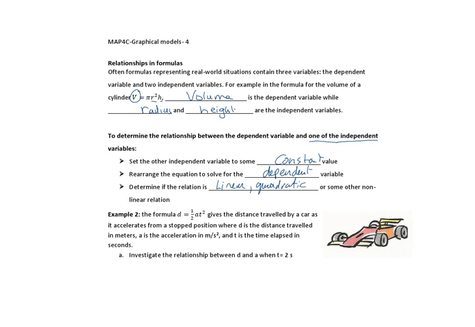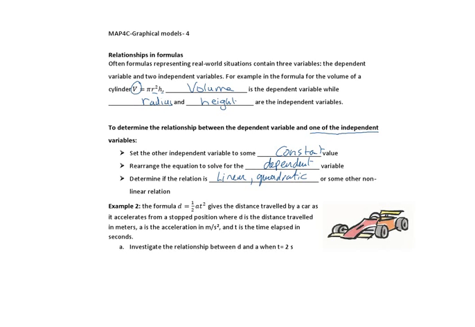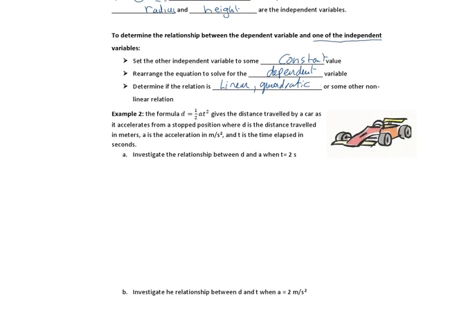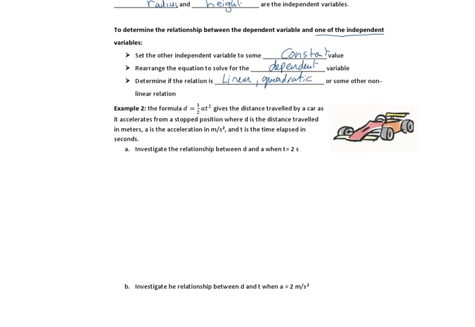The formula d equals 1/2 a t squared gives the distance traveled by a car as it accelerates from a stop position, where d is the distance traveled in meters, a is the acceleration in meters per second squared, and t is the time elapsed in seconds. Investigate the relationship between d and a when t is 2 seconds.